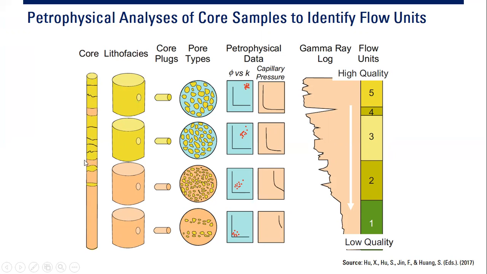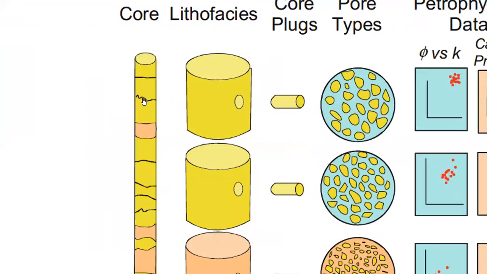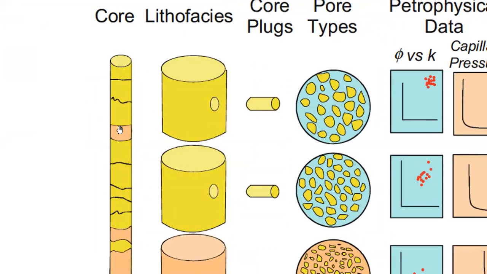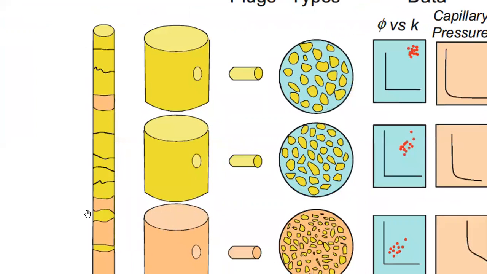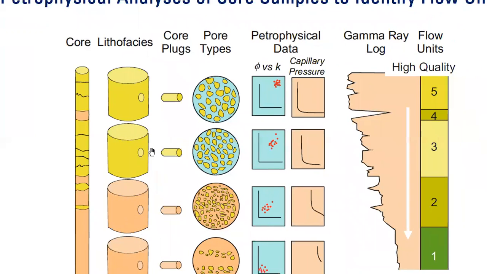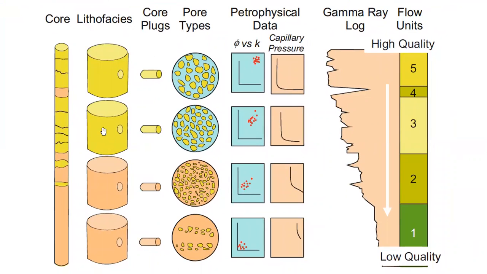So for example, we have this core. We start from the left. We have this yellow area, then a little bit orange, then yellow again, orange. We get that from the rock. And based on the characteristics, the physics, the textures, the visualization of each rock, we can divide them into several lithofacies. We have 1, 2, 3, 4 lithofacies.